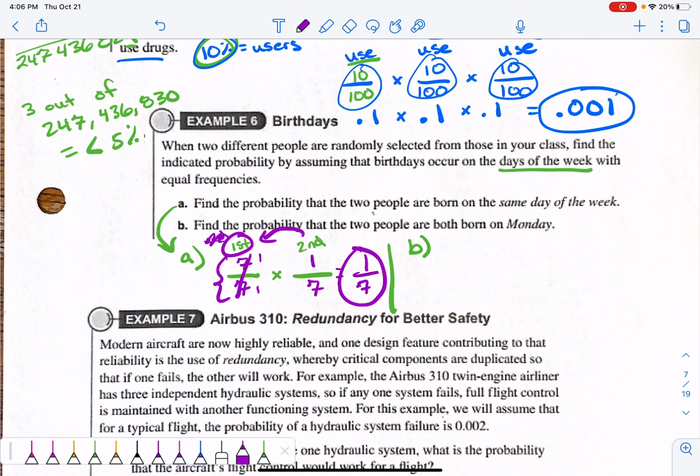But part B says find the chances that they both were born on Monday. So now that changes things a little bit because, first, second, okay? The chances of my first person being born on a Monday was 1 out of 7. The chances of my second person being born on a Monday is also 1 out of 7, okay? So there's a 1 out of 49 chance that they are both born on Mondays, okay? So that's how it changes a little bit. Same day of the week versus both being born on Mondays, okay?